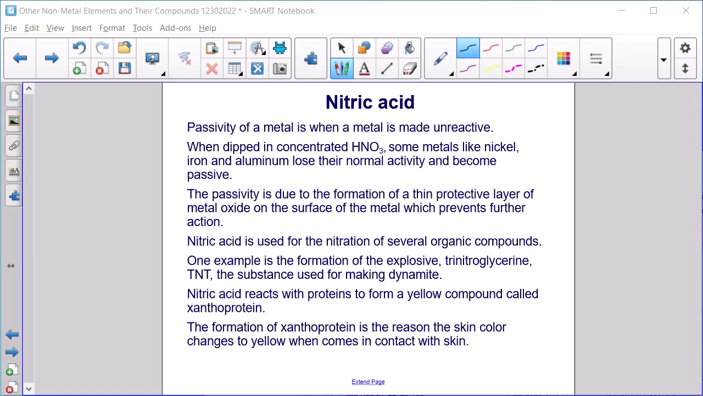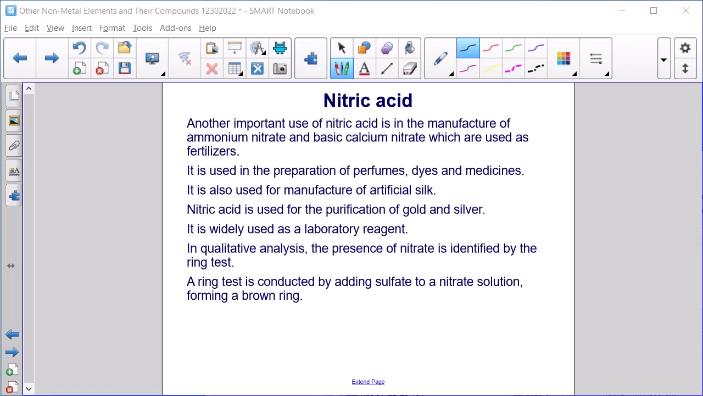Nitric acid is used for the nitration of several organic compounds. One example is the formation of the explosive trinitroglycerin, TNT, the substance used for making dynamite. Nitric acid reacts with proteins to form a yellow compound called xanthoprotein. The formation of xanthoprotein is the reason the skin color changes to yellow when it comes in contact with skin.